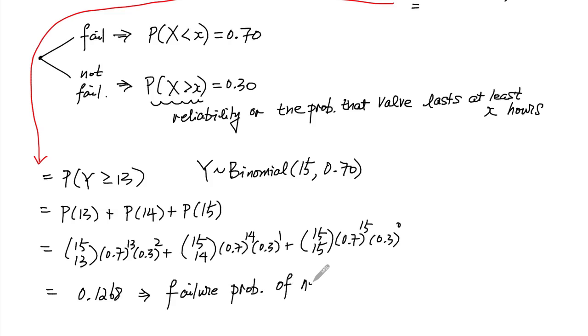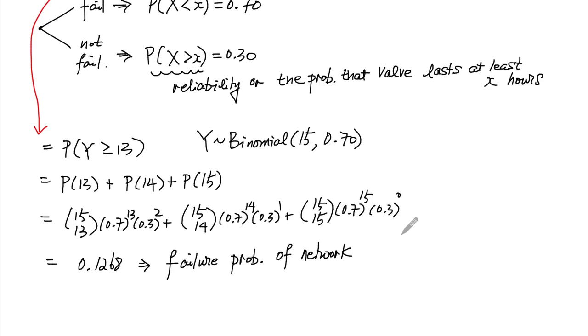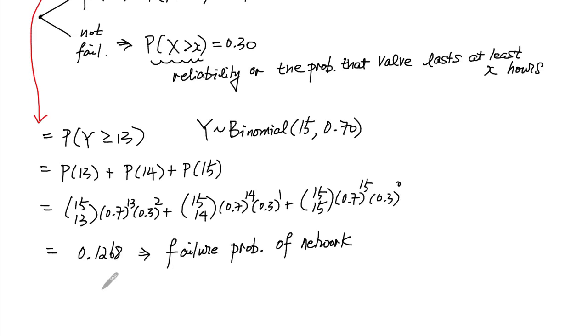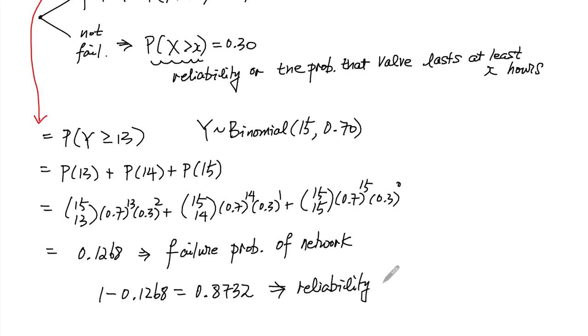But if I take the complement of 12.68%, that is equal to 87.32%. And that right there in itself is also a reliability measure. It's the reliability of the valve network. But the answer to the question, and the answer we're looking for, is 12.68%.